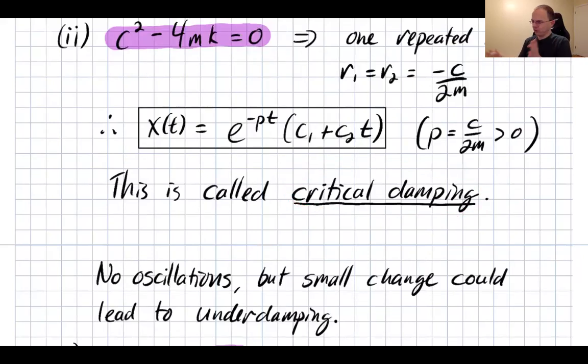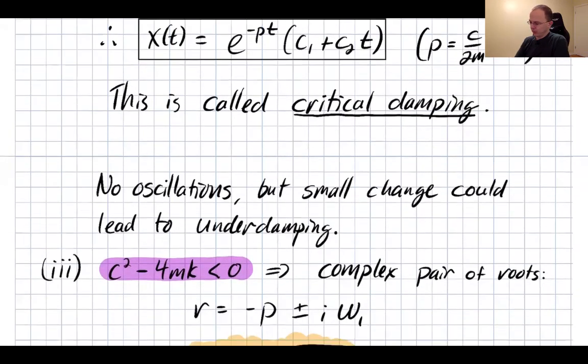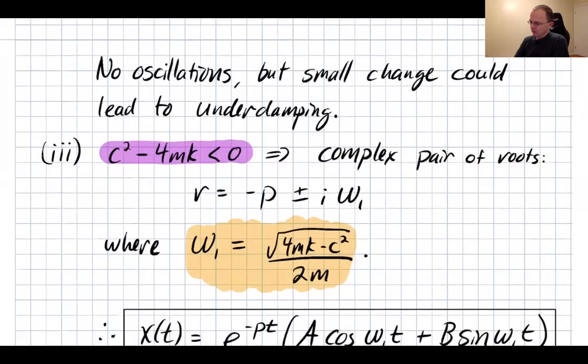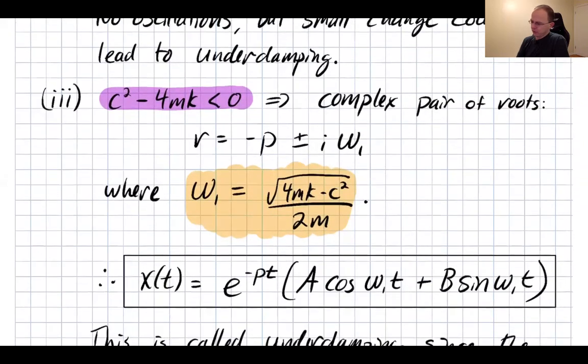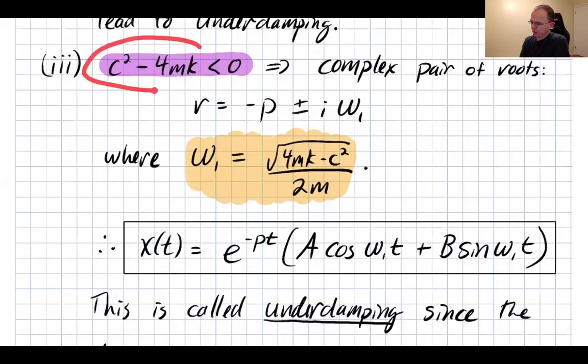So you don't want to even be close to critical damping. It's better to be comfortably in the overdamping area, because at critical damping, you could very easily move into the following case, underdamping. So this is the underdamping situation. That's when we have c squared minus 4mk is negative.